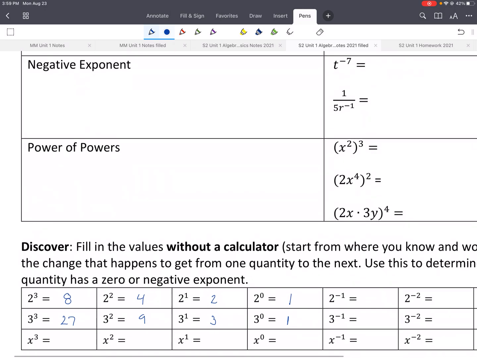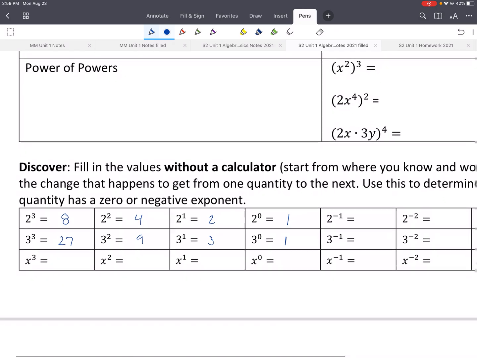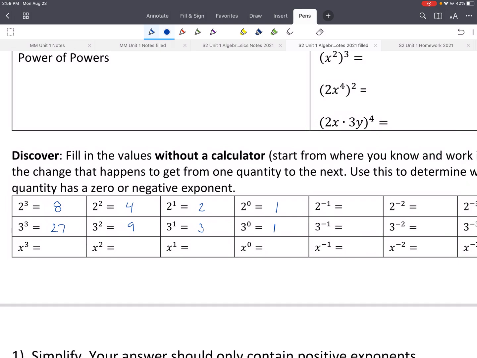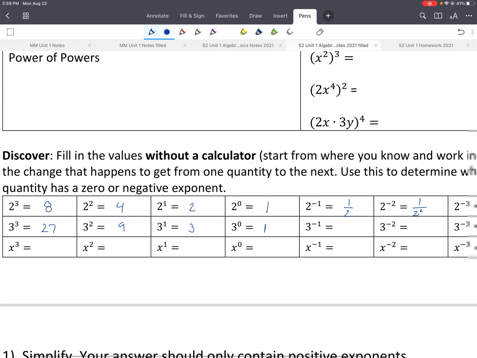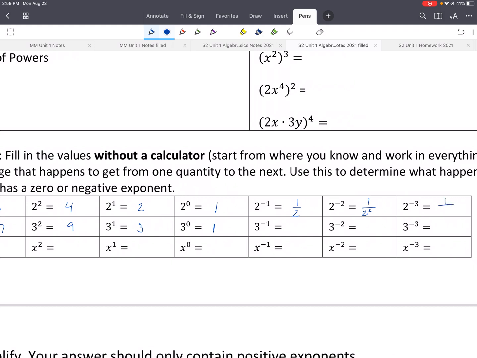Negative exponents. So what happens if we have negative exponents? Well, if we were to continue this pattern, with all the 2's to the exponents, it's halved every time. So we did 8, then 4, then 2, then 1. So what would be half of 1? Well, that would be 1/2. And then we'd keep going, 1/4. And 1/4 is the same thing as 1 over 2 to the 2. And this would be 1 over 2 to the 3.